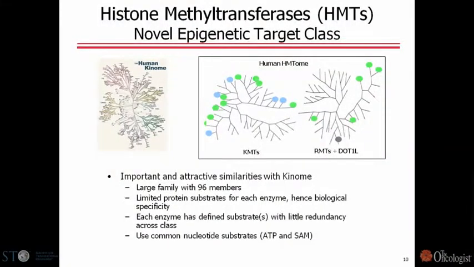So when we first got started about 2 years ago, one of the first questions we asked was, how many of these enzymes are there in the human genome, and what is their chemical, biological relatedness to one another? Surprisingly, there wasn't a good answer to that question, so we performed a systematic survey of the human genome, and what we found was that there were almost 100 of these enzymes, 96 to be precise.